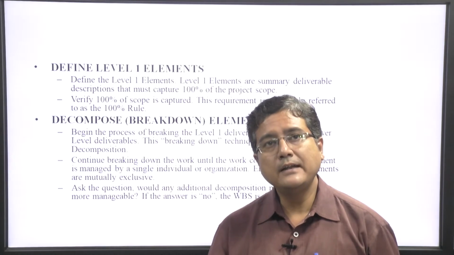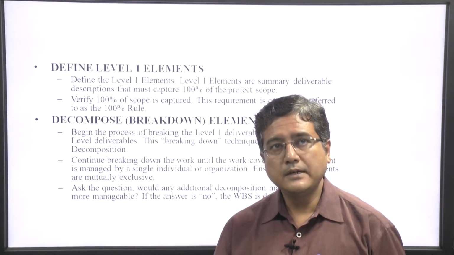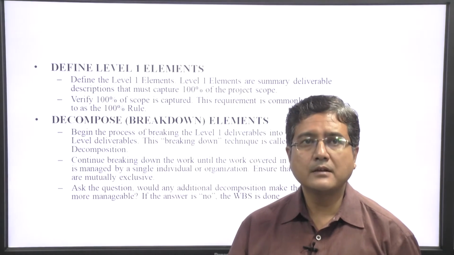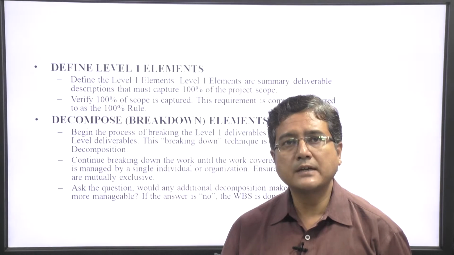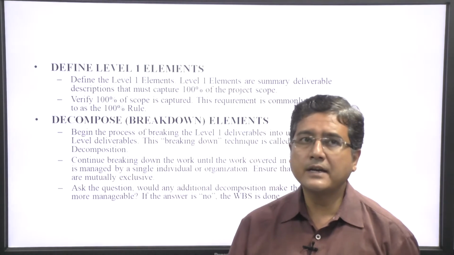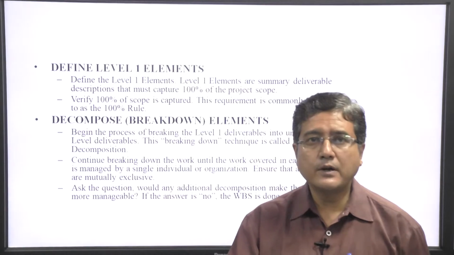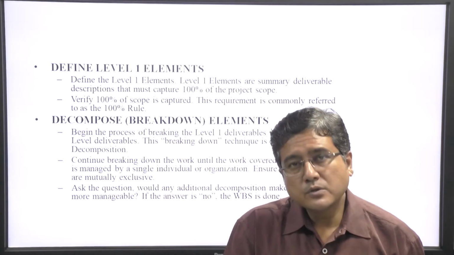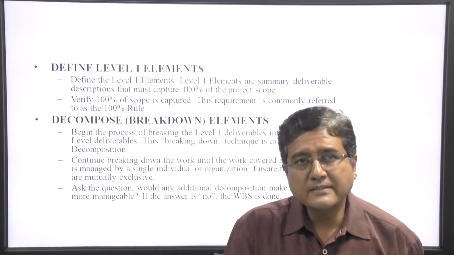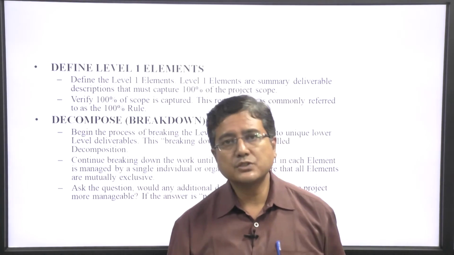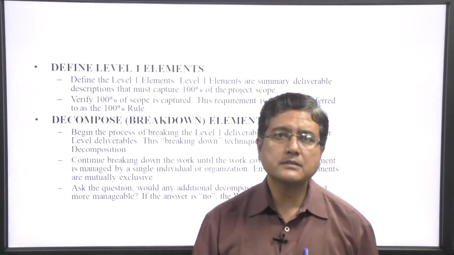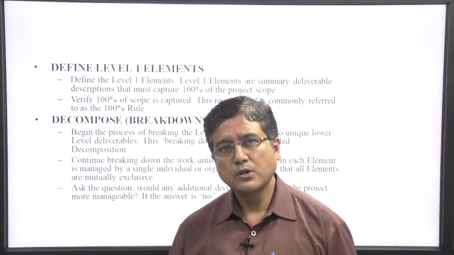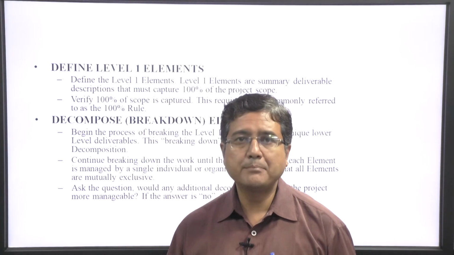Next is define level one. Level one elements are summary deliverables that must be completed in the project, 100% of the project scope. Verify that 100% of scope is captured. So, the next step is to define that the project will be accomplished at the proper time with 100% deliverables. The company will give 100% to the stakeholders or the client in the proper time period.